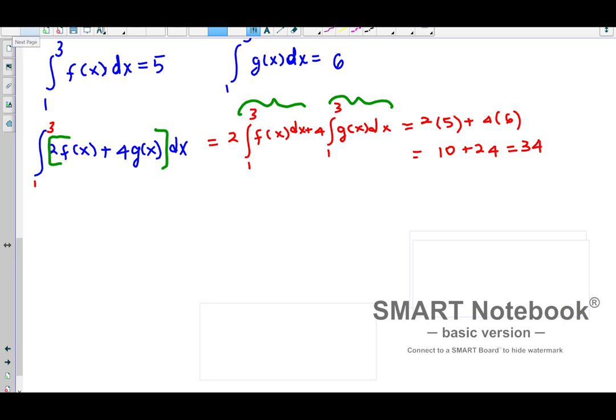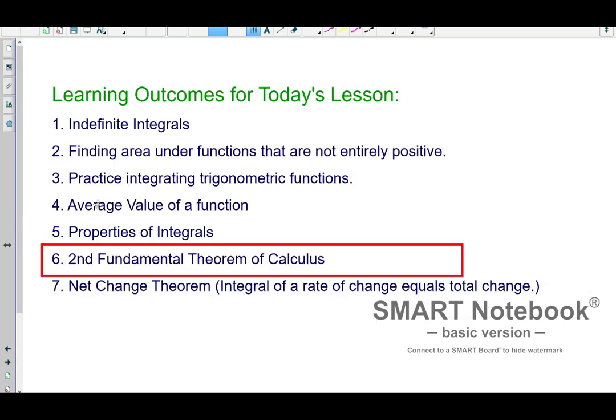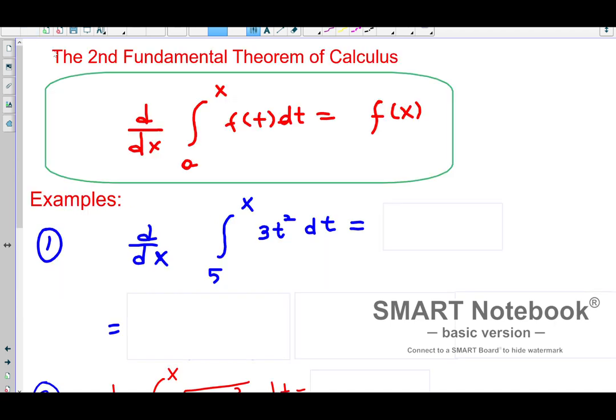All right, and the last item on the agenda today is, actually we have 2 more items, sorry. Second fundamental theorem of calculus. I'm going to spend very little time here. This one doesn't get as much use. Just for those of you who are going to move on to higher levels of math, I want you to have a little bit of exposure to this.